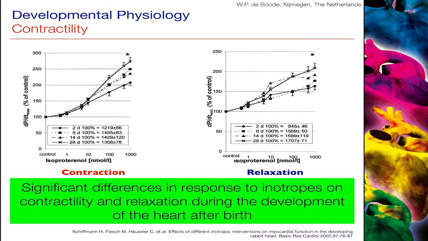They also looked at the response to inotropes, and in this slide I show you the response to isoproterenol. When you look at dp/dt max, so the contraction, you see the difference between the younger and the older rabbit's heart. Also, when you look at the relaxation, also a clear difference between the younger and the older rabbit muscle. So significant differences in the response to inotropes on both the contractility and relaxation during the development of the heart.